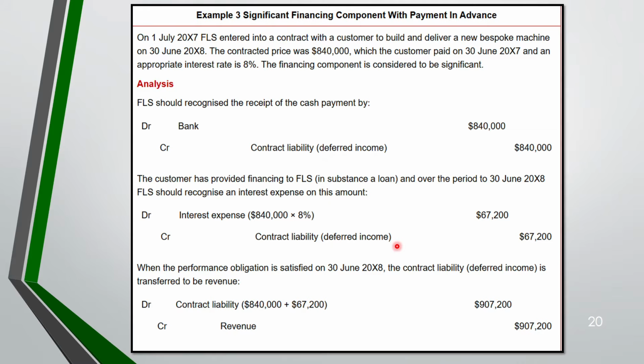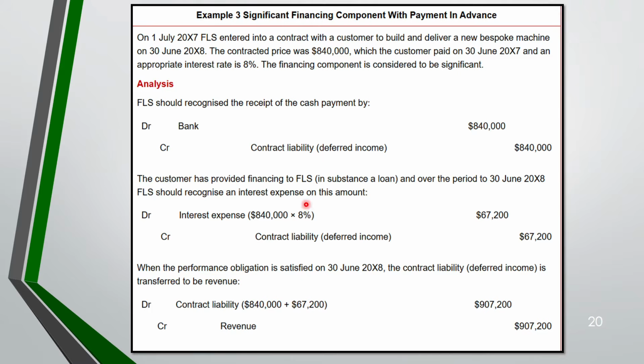Next, now they have satisfied the performance obligation. So now your contract liability is canceled off. How do you cancel? By debiting. Now you can recognize the revenue. So debit contract liability, credit revenue. How much? The amount of your liability, 840,000. You have to add the interest also, 67,200. Once you add it, it is 907,200. This is your revenue. This is always the case for payment in advance. You recognize the revenue at the end and just debit your contract liability.